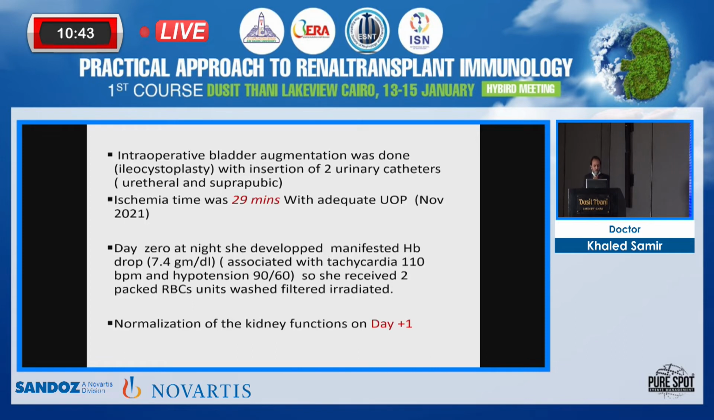Intraoperatively, bladder augmentation was also done, with insertion of 2 urinary catheters in the operation. The ischemia time total was 29 minutes only, and there was adequate urine output. On day 0 at night, the patient received 2 bags of washed, filtered, irradiated packed RBCs because of the bleeding in the operation. The normalization of kidney function was on day +1.